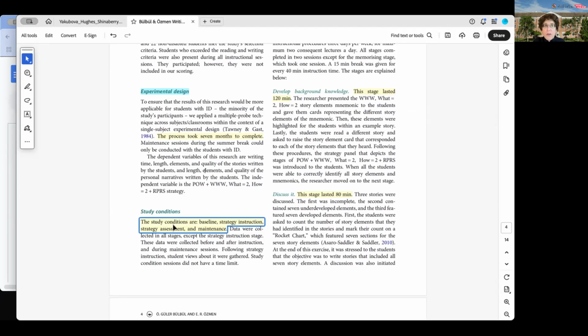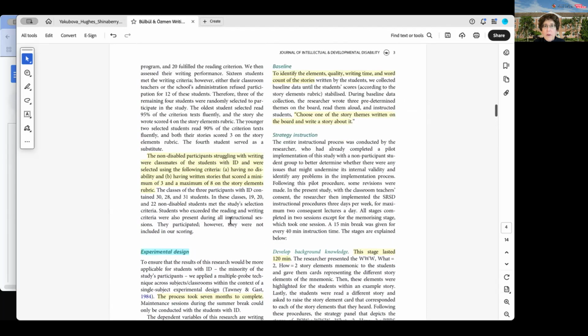So Golnoza Yakubova did not do the 2 types of assessment instruction. Golnoza had 3 stages, and these authors had 4. Okay, so that's important.